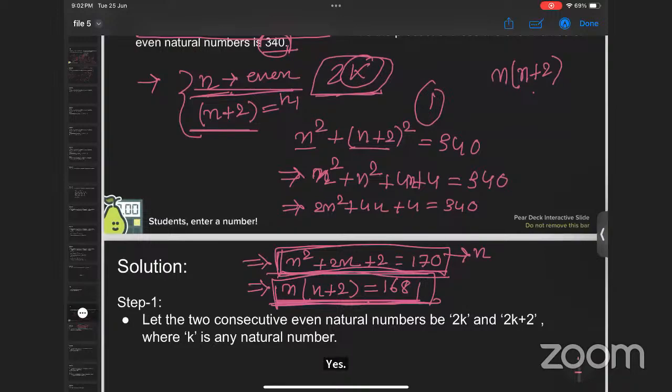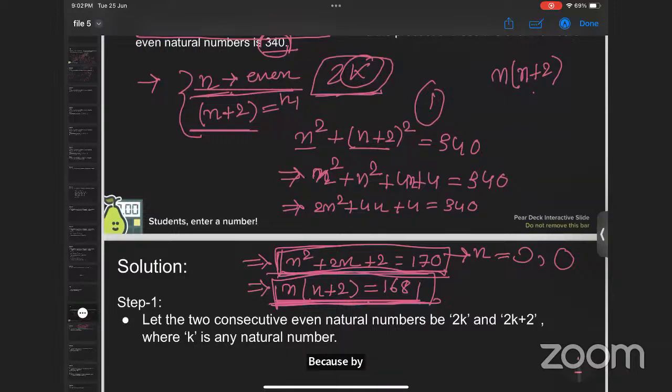But since we're assuming that n is an even number, if we find the root of this equation, you can get some wrong values of n. Okay, we will take the even one. Suppose if we got some odd number also along with some even number, then we will take the even one, because by assumption n is an even number.